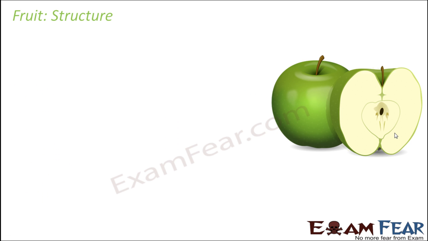Now talking about examples of fruit, we have a variety of examples: mango, apple, berry, pea, wheat, maize, bean, cotton, lily. There are so many examples of fruits. So let us now look at the structure of a fruit. Now every fruit has a wall which is known as pericarp. So pericarp is the wall of the fruit.